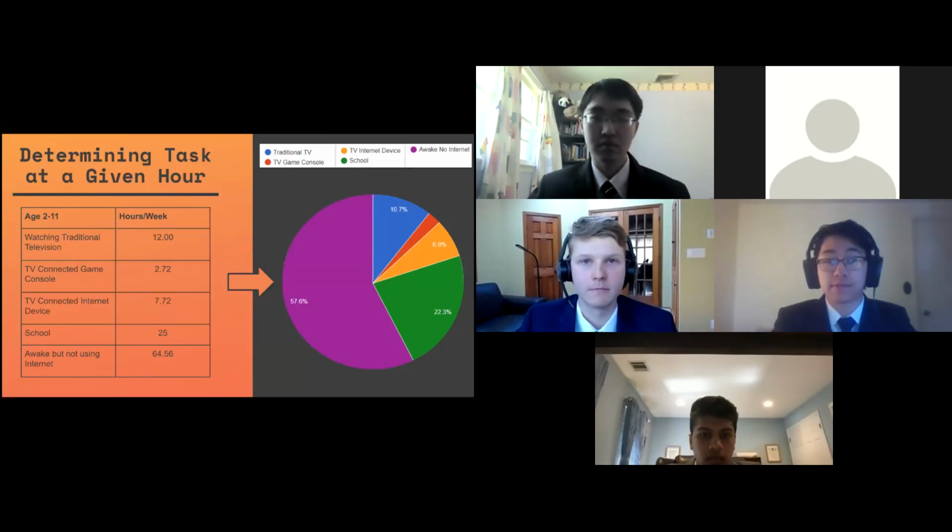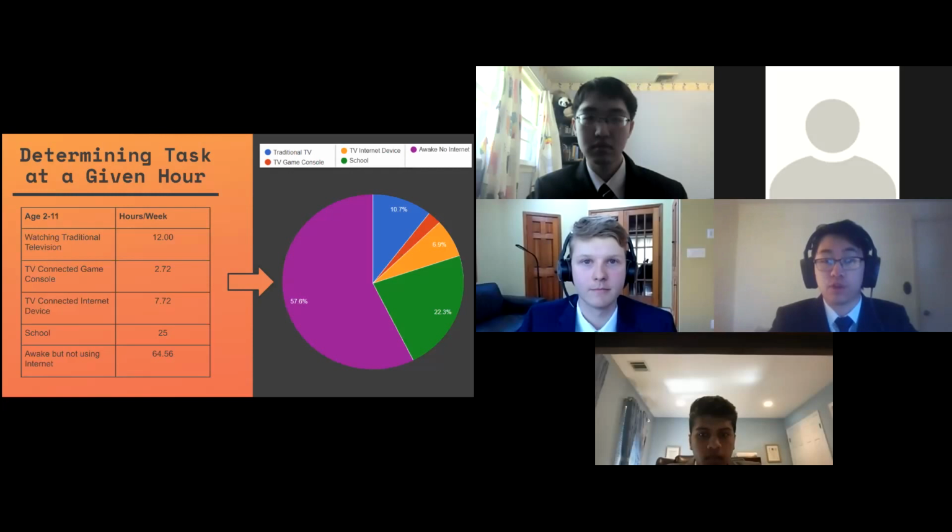So to determine tasks for a given hour, for each person, we came up with a table of their internet tasks and how many hours a week they spent on the task using the data provided. We then divided each task by the 112 waking hours to determine the probability that the user would be performing that task at any given time. Each hour, a random task is picked using the previously calculated probabilities.